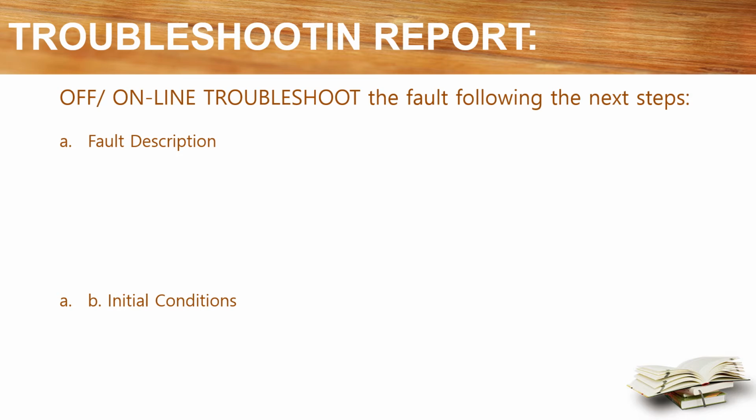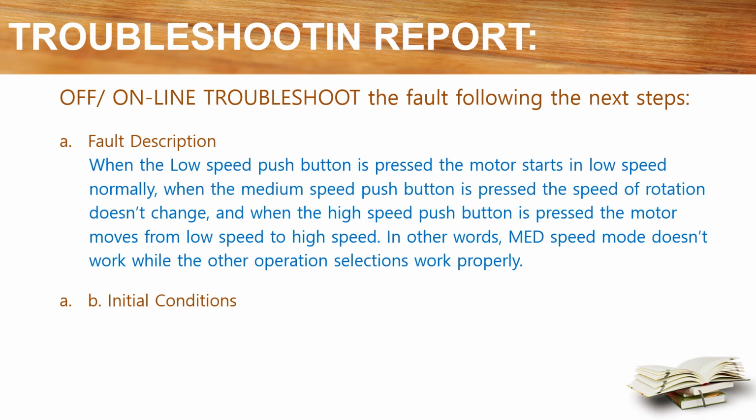Now let us come to the troubleshooting report. The fault description is that when the low speed push button is pressed, the motor starts in low speed normally, and when the medium speed push button is pressed, the speed of rotation doesn't change, and when the high speed push button is pressed, the motor moves from low speed to high speed. In other words, the medium speed mode doesn't work, and the rest of the operation is fine.